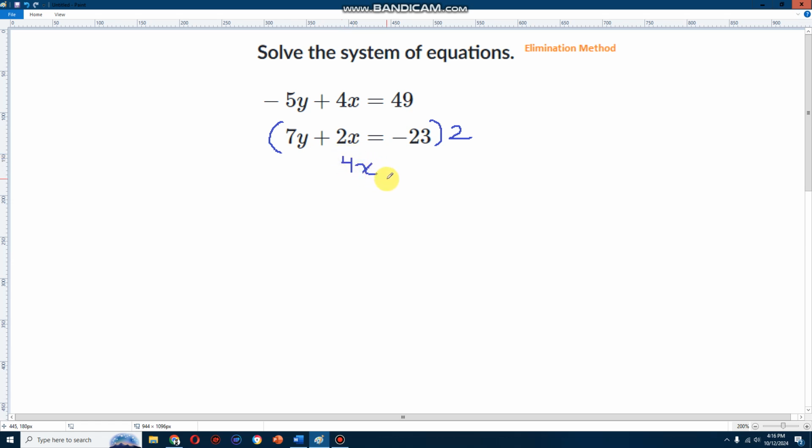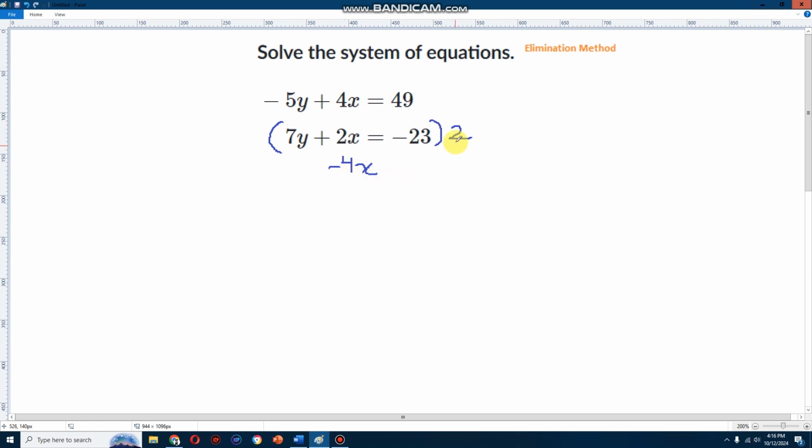Now, ask yourself this question. Can I eliminate this? That's a positive 4x. This is also positive 4x. I can't eliminate that. They're both positive. They'll give me 8x, and I won't be able to do anything with that. However, if I make this into a negative, then I can do the inverse. Positive 4 minus 4, I can cancel them out. But how do I get a negative 4?